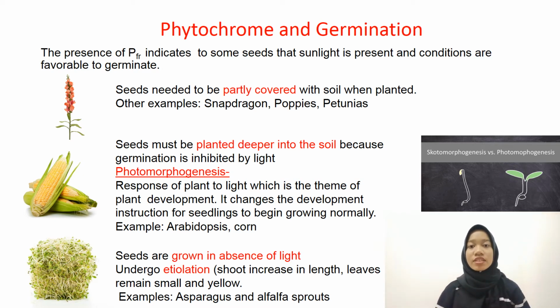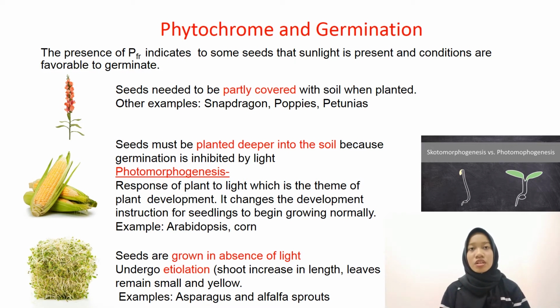Germination of other seeds, such as those of mustard plants, Arabidopsis or corn, is inhibited by light, so they must be planted deeper. When the deeply planted seeds germinate, they use the food stored within the seed to grow the roots and elongate the shoots until they can push their way out from the soil.